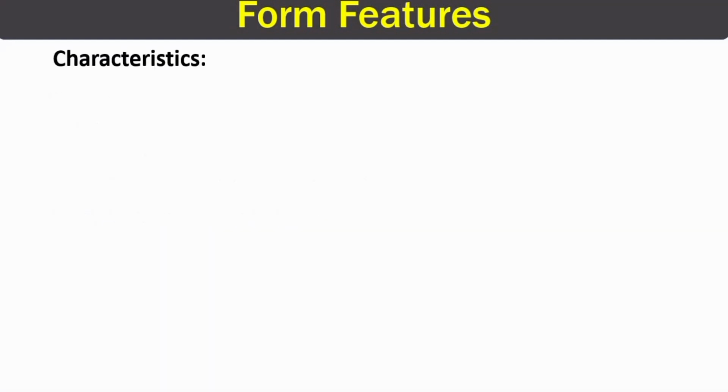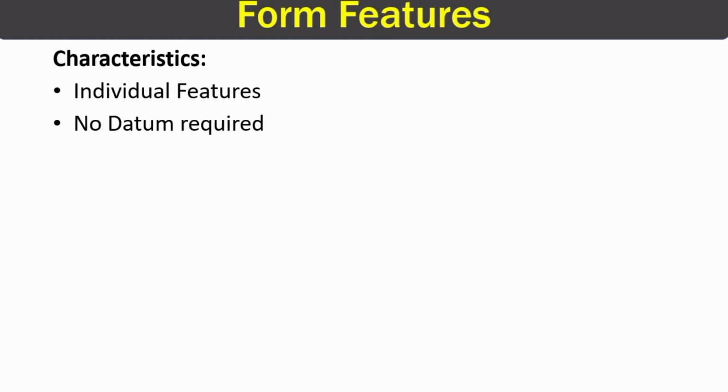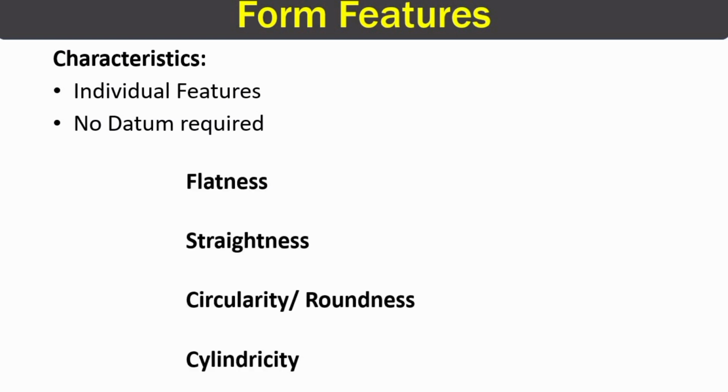We are talking about form features. Form features are individual features. Individual features means they focus on specific aspects of a part's shape, like flatness. Also, there is no datum reference required for these features. There are a total of four types of form features: flatness, straightness, circularity, and cylindricity. Now let's discuss them one by one.